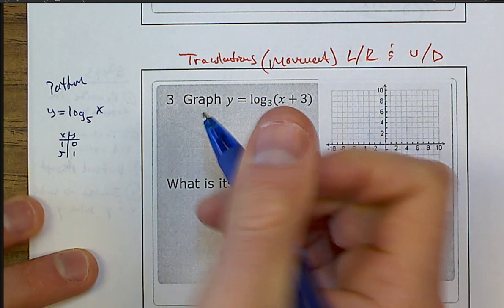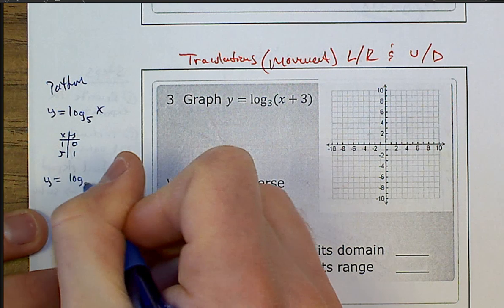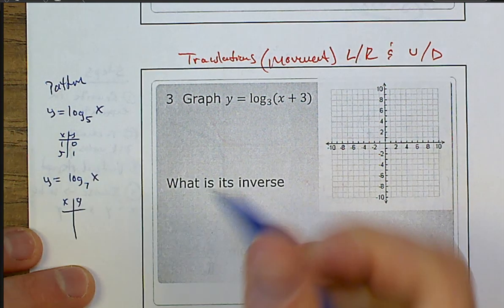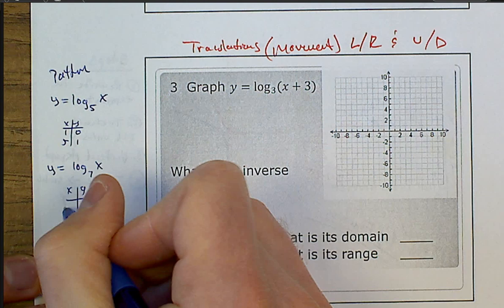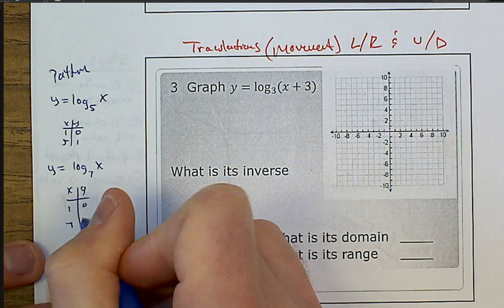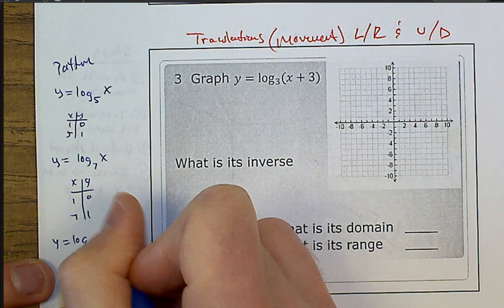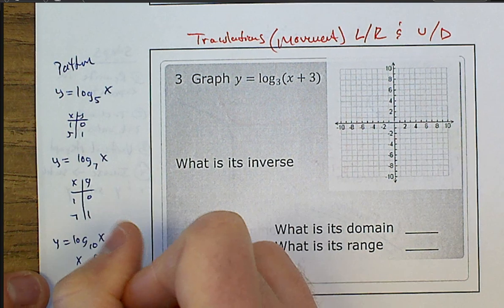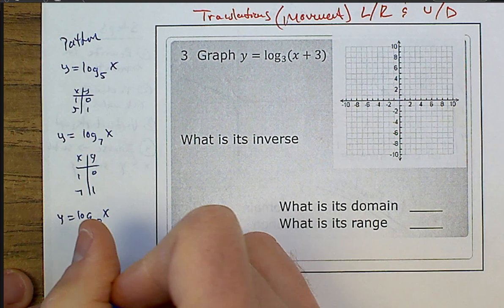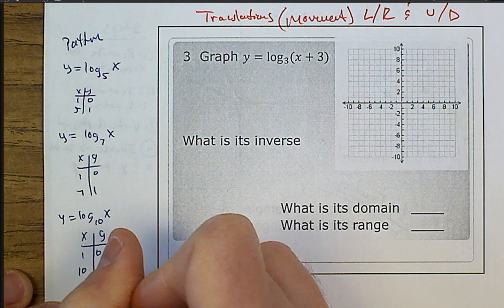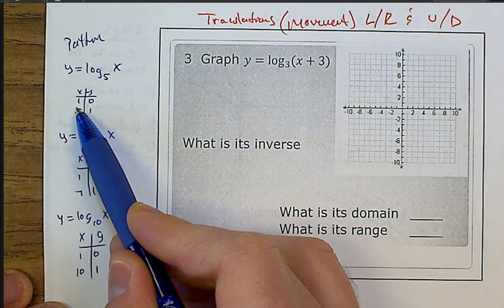If I went y equals log base 7 of x, what are the 2 points that are always going to be consistent? 1, 0 and 7, 1. If I went y equals log base 10 of x, what are the 2 points that are always going to be consistent with that log? 1, 0 and 10, 1. So whatever the base is, you're going to have that point, okay?